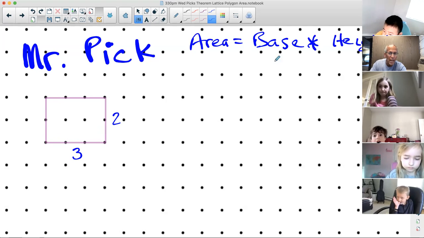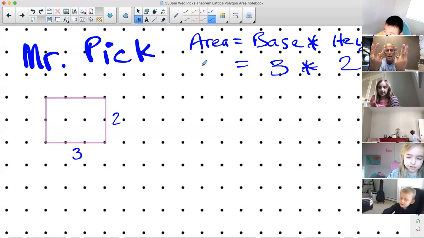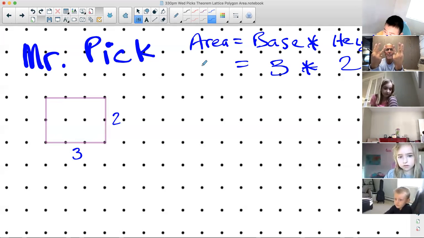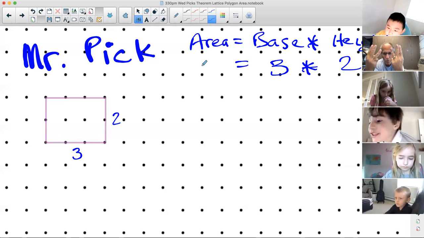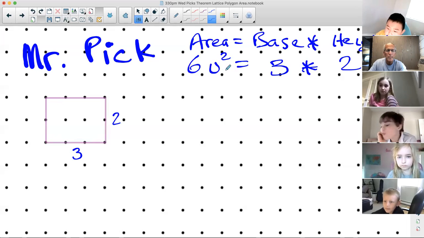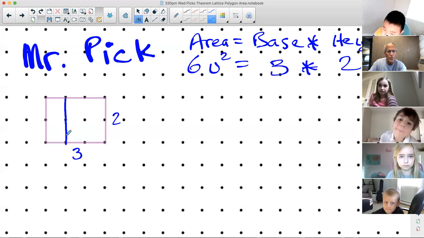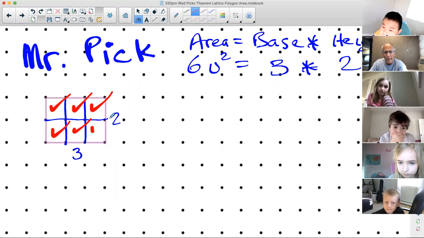How many of you, don't say it out loud, can do 3 times 2? On 3, 1, 2, 3. 6. That is right. It is 6. Raymond, look up please at the screen. I'm holding up 2 3s, which is 6. So 6 square units. And of course there's 6 square units. Look, I can now count them: 1, 2, 3, 4, 5, 6.